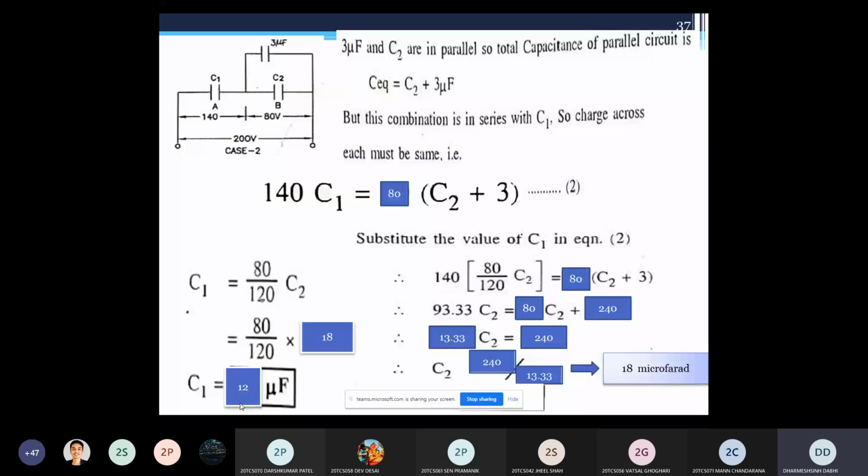Okay, so correct this error here. Replace this 80 by 60 only. Yes, this is my mistake. All of you understand this example? Is there any doubt? No, sir.